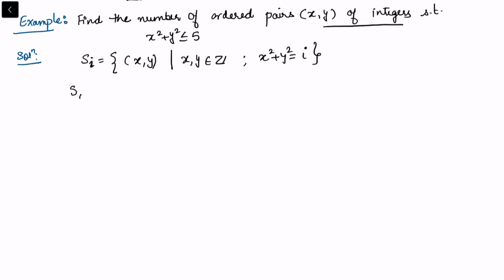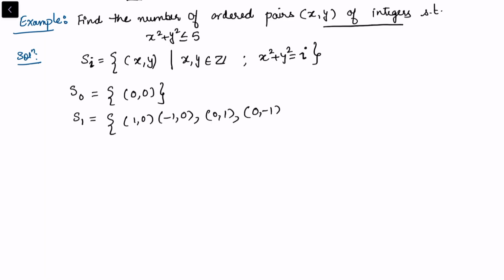Now if you take S0, this will consist of only one possible pair, 0, 0, because 0 square plus 0 square is equal to 0. If you consider S1, you consider all possible x and y whose square sum is equal to 1. In this case we will get 1, 0, minus 1, 0, 0, 1, and 0, comma, minus 1. This way we are counting systematically. For S2, we can consider 1, 1, where the sum will be equal to 2, minus 1, 1, and then minus 1, minus 1.